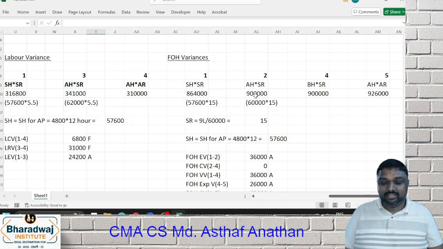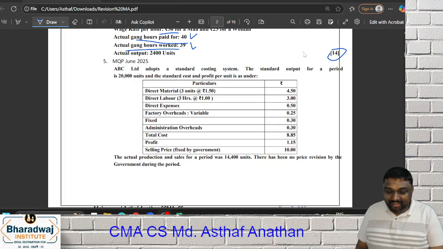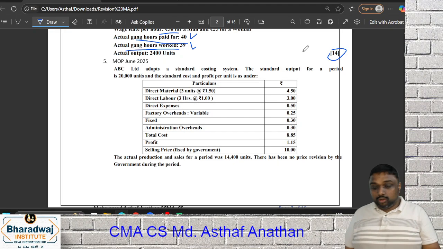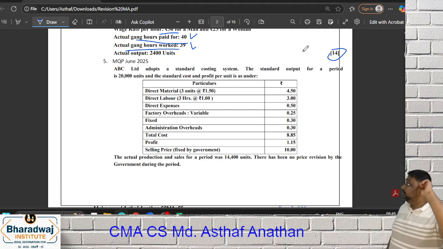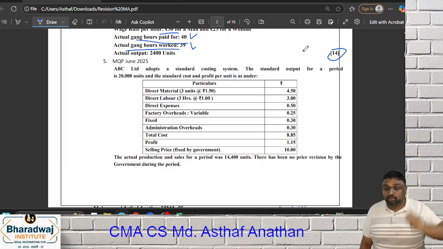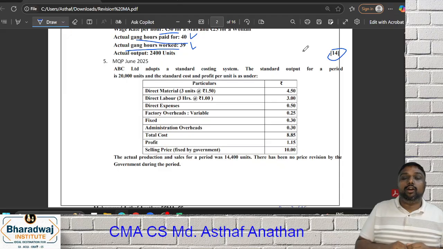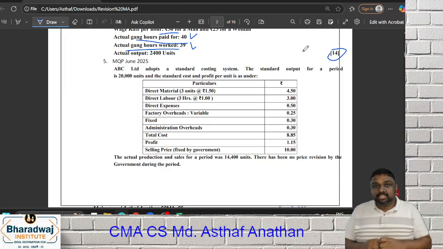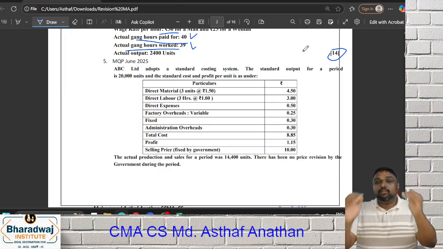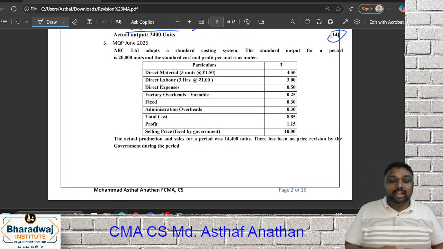Now, my dear friends, we are going for another interesting area. We have already done a consolidated question. Now we are going to do MQP June 25, which is also similar to our class workbook question, which comes on advanced concept. This is a little bit of final level concept, but still it is there in MQP. I don't want to miss this. So this MQP we are going to solve for you in this session.